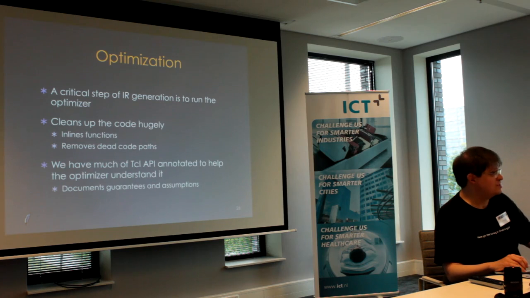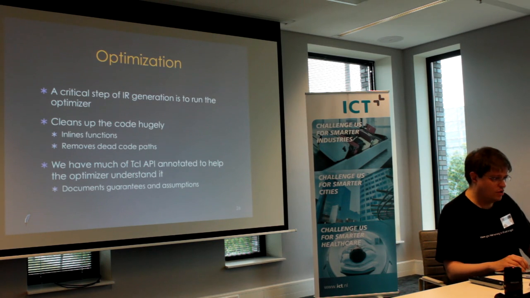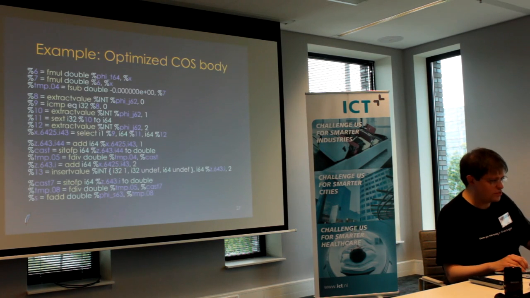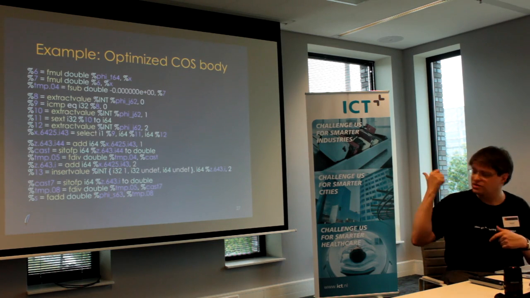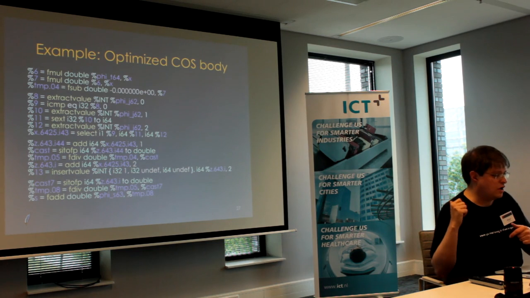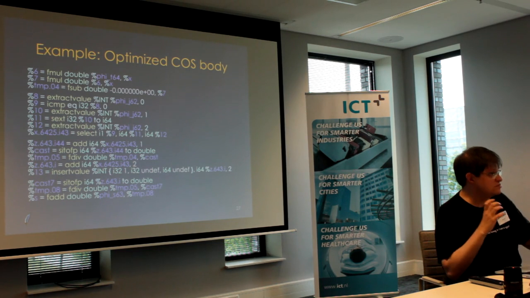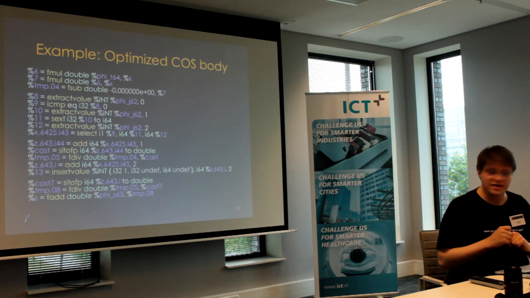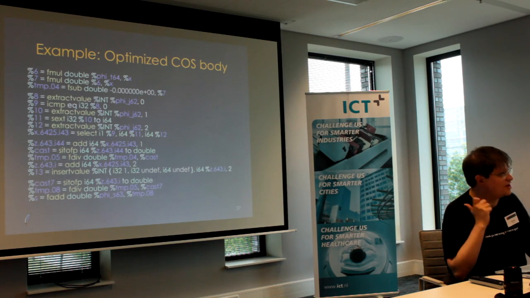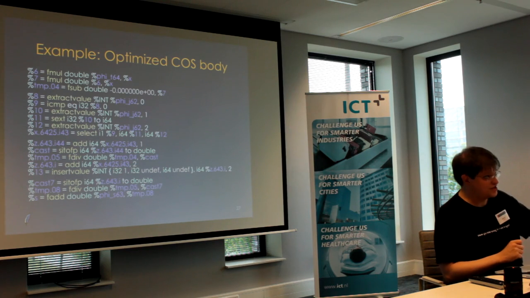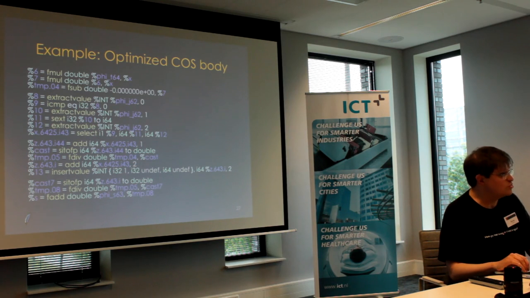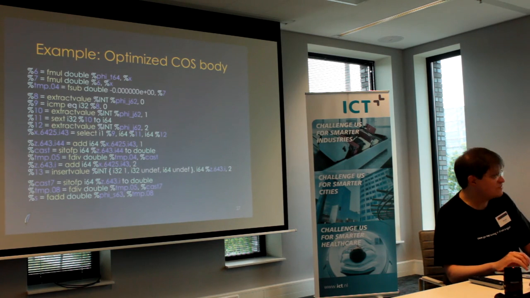And then because we've managed to make a lot of guarantees of various things, it works very well with the LLVM optimizer. So when we optimize things, we get reasonable code out. This was code generated out of a Tcl version of cosine, and it's looking very close to how you would write it if you were coming straight out of C. It's not much more complicated than that, and we're really, really happy about that.